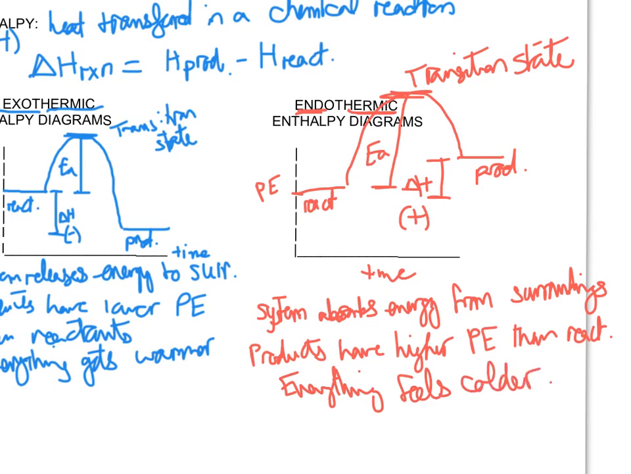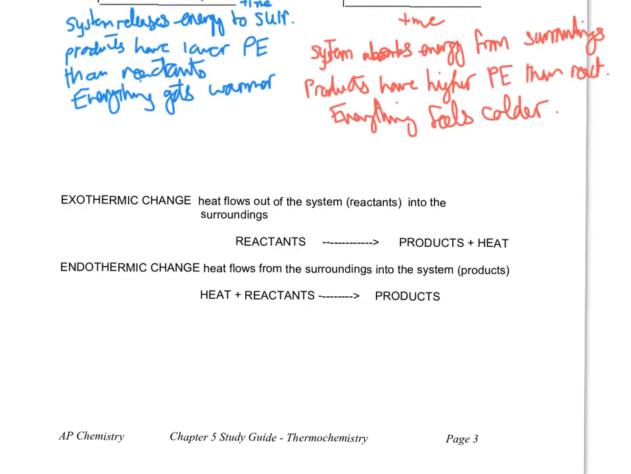So if I were to measure the initial temperature and then the final temperature, my final temperature will be lower. It'll be colder than my initial temperature. And here is a summary of what we just talked about. So exothermic reactions, the heat flows out of the system into the surroundings.